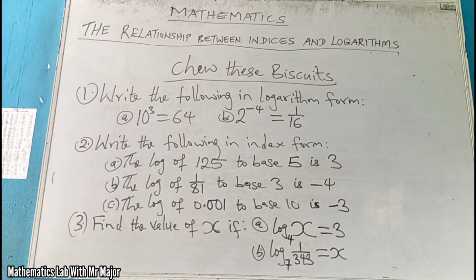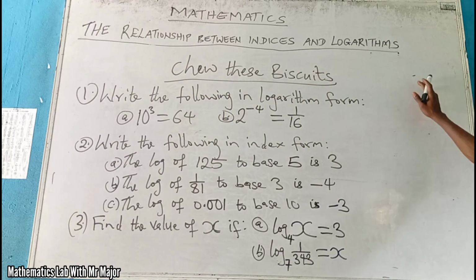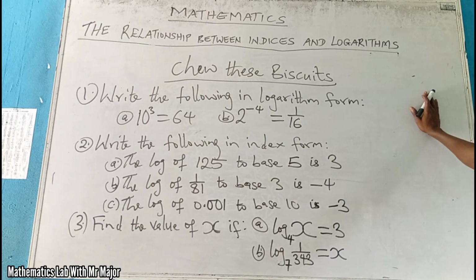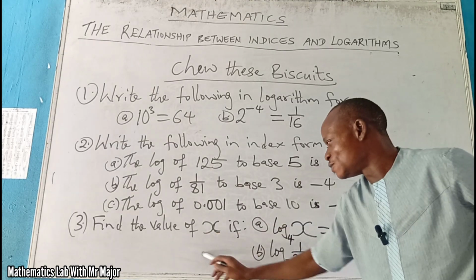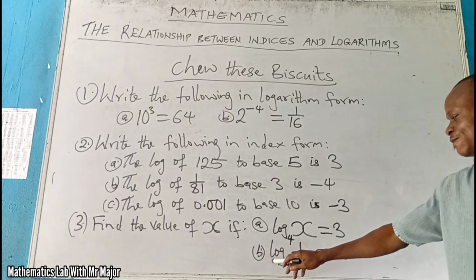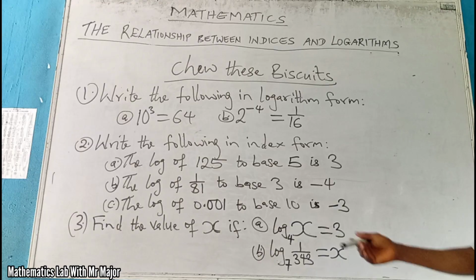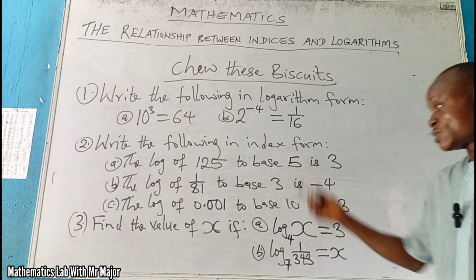Okay, I will leave you with this exercise on the board. Just try and chew them. The first one says that you should write the following in logarithm form. You have 2 questions there. Then the second one, number 2, write the following in index form. You have 3 questions there. Then the third one, you have to find the value of x if log x to base 4 is equal to 3, and then if log 1/343 to base 7 is equal to x. So try and solve these questions.